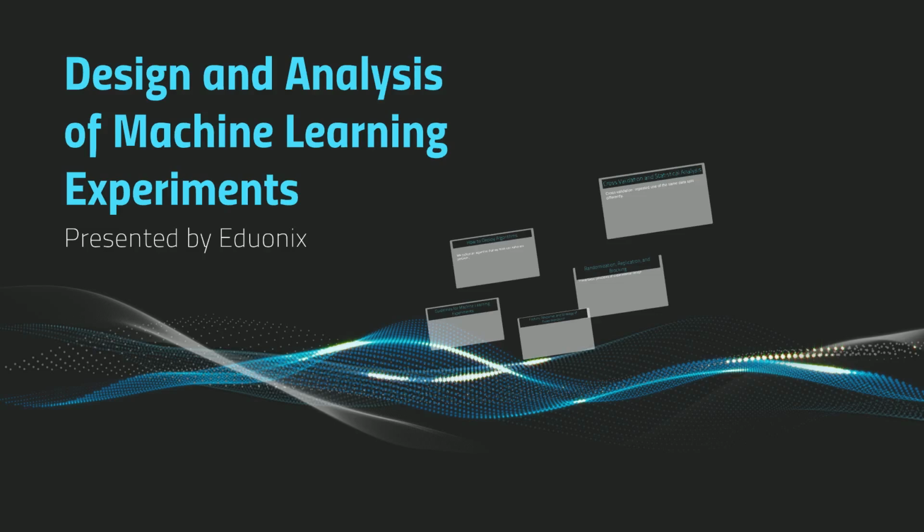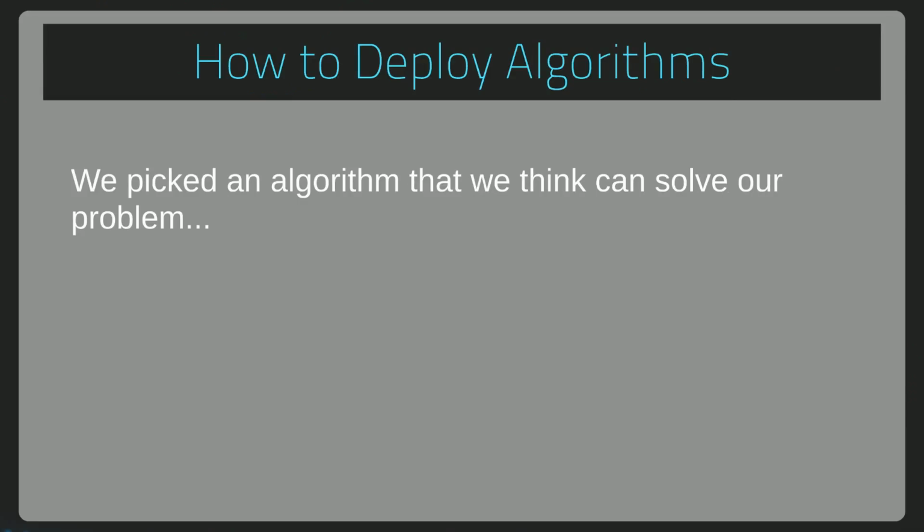A lot of the time what you're going to do is you're going to have your problem, you're going to have picked an algorithm or hopefully several, and now you want to figure out which one's the best. And this video is going to hopefully answer how to do that. So we picked an algorithm that we think can solve our problem. Now how do we make sure that it actually can?